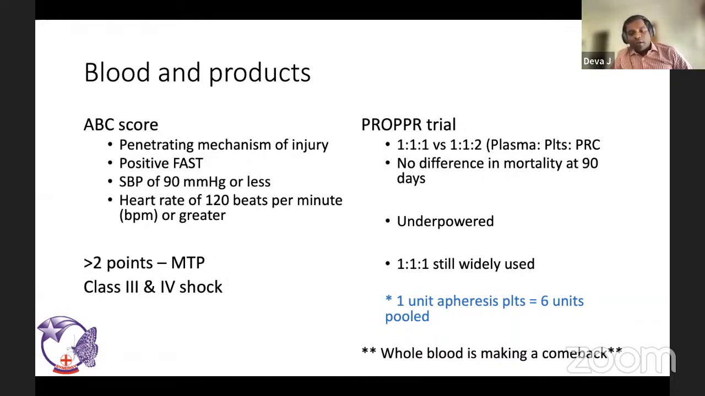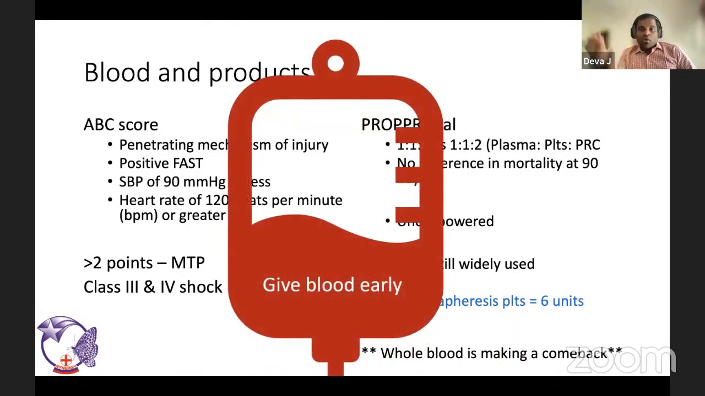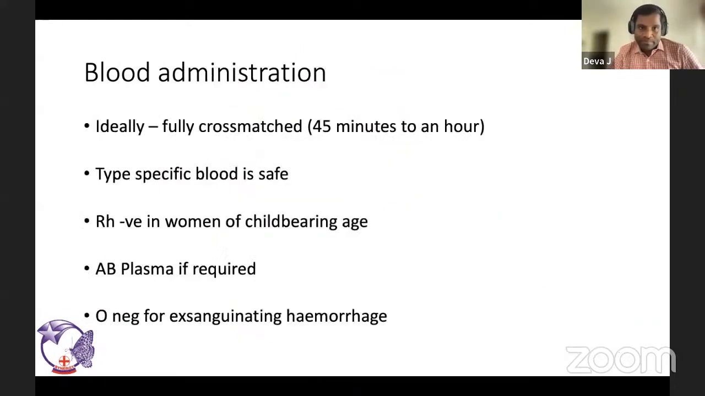But the whole blood concept is making a comeback. If you think about it, whole blood contains not only PRCs, but also all your coagulation factors and platelets, and it makes sense to give whole blood in a trauma victim, but it's still not widely practiced. But if you do have whole blood available in your hospital, you might want to use it. The whole idea of talking about blood is to give the blood early.